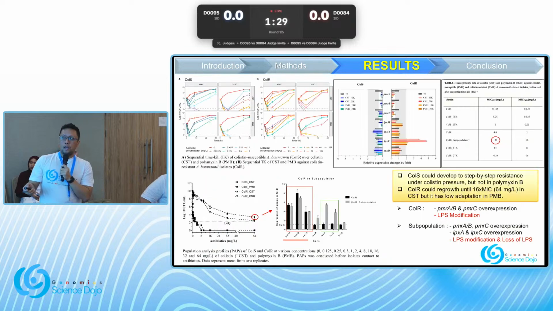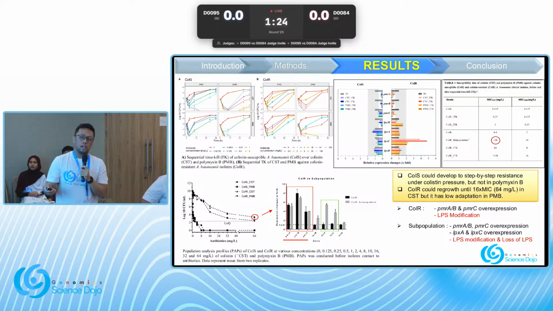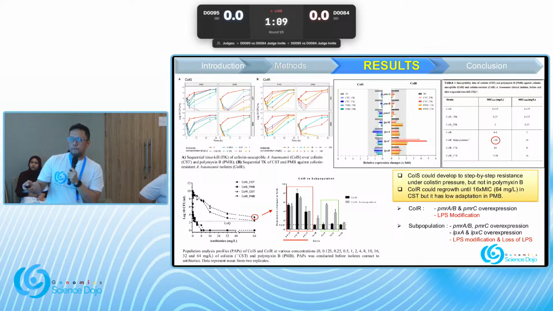Next. We found that this clinical isolate has the difference in PMRB gene mutation in resistant strain, showing this resistant strain has a resistance facilitated by the LPS modification as the mechanism activity of the antibiotic. Next. And in the in vitro study, after we challenged it with the several concentration of the antibiotic, we found that the susceptible one could develop to step-by-step resistance under colistin pressure, but not in polymyxin B. And col-R could regrow until 16 MIC, showing high level of resistance, but low adaptation in polymyxin B.